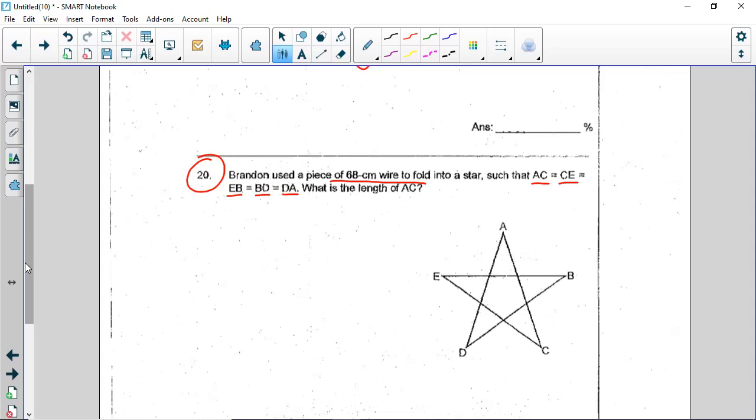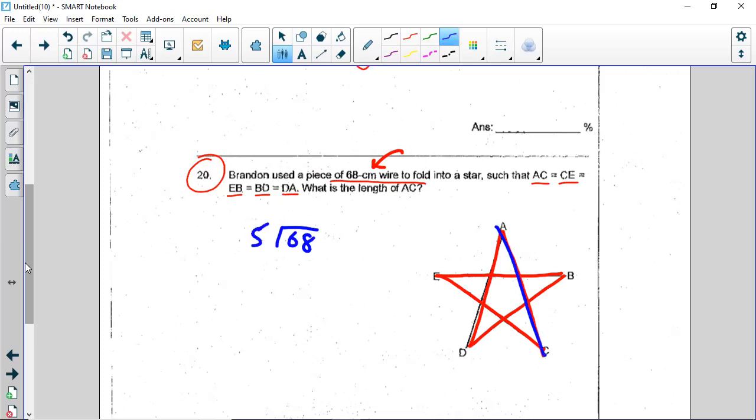So how many lines are there? So how many lines do you see? So this is 1 line, 2 lines, 3 lines, 4 lines, and 5 lines. So if there are 5 lines, what are they? They are the wire. The wire is used to make 5 lines. Okay, it's used to make the star. So can you find the length of AC? Where is AC? Which is only 1 line. So you take 68 and then divide by 5.